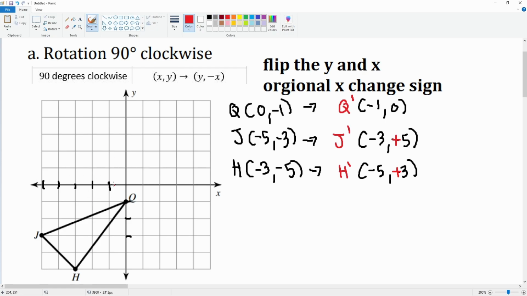Q prime is -1 comma 0. This is going to be Q prime. J prime is -3, 5. This is J prime. And H prime, it is -5, 3. There you go, H prime. And there you go, you can now connect it. All right. So we only got this based on the rules.